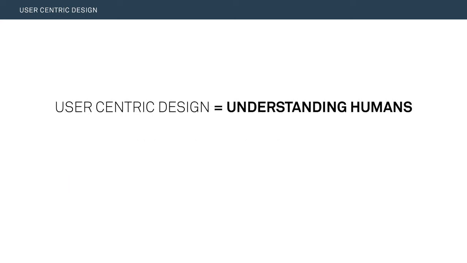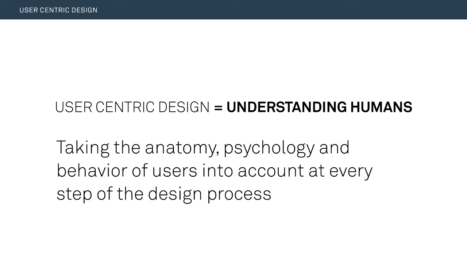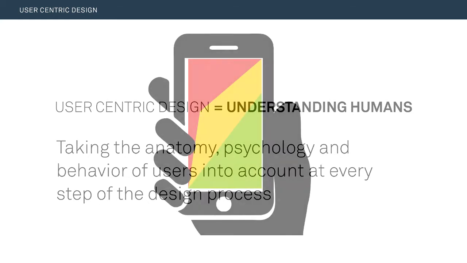So when we're talking about user-centric design, we're also talking about the need to understand humans. As user experience designers, we need to take the anatomy, psychology, and behavior of users into account at every step of the design process. Now, some of this goes well beyond the scope of this course. We'll leave it to anthropologists, psychologists, and sociologists to study the human condition. But here are just a few examples to show you how an understanding of these disciplines can help UX designers.